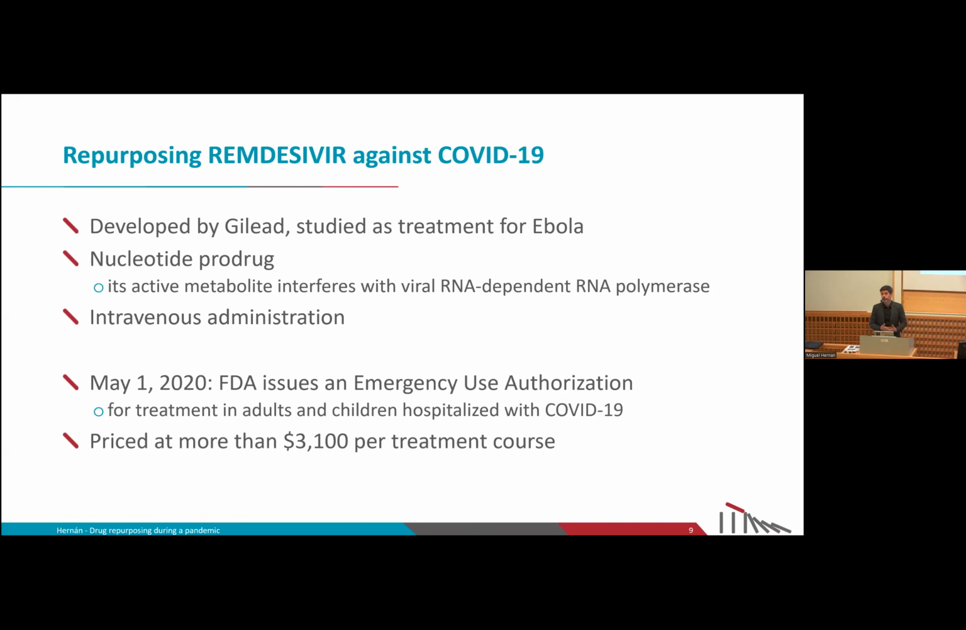This was one of the first drugs that was approved for use in humans. On May 1, 2020, the FDA issued an emergency use authorization for remdesivir in hospitalized patients with COVID-19. So the first drug for which we must have had some evidence that it worked because the FDA was doing it. It was very expensive, more than $3,000 per treatment course.